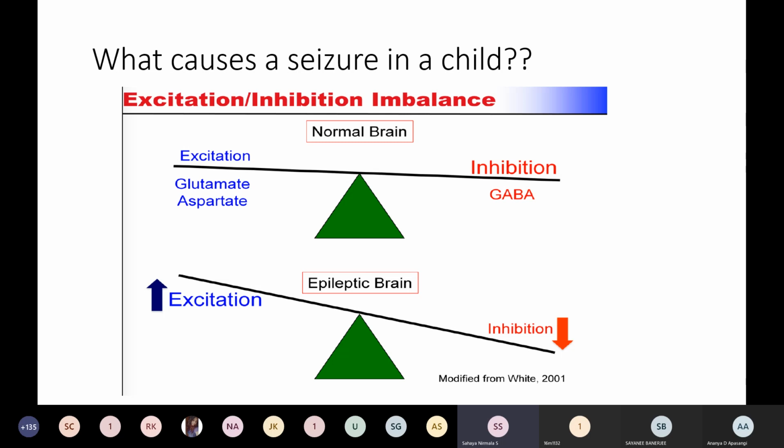Then we'll just go through what actually causes a seizure in a child. In our seizure history, in the definition of seizure, we read that it is due to paroxysmal discharges in the brain. If a brain tissue or a neuron has to be stable, there has to be a balance between the excitatory neurotransmitters and the inhibitory neurotransmitters. The common excitatory neurotransmitters are glutamate and aspartate, and the inhibitory neurotransmitter is GABA. If the scale tilts to one side, it can be either due to an increase in the excitatory neurotransmitters or due to a decrease in the inhibitory neurotransmitters. Whenever this imbalance occurs, the child tends to have a seizure or epilepsy.